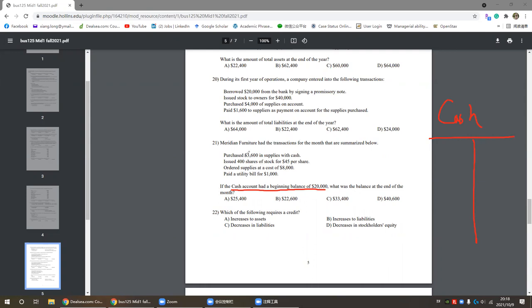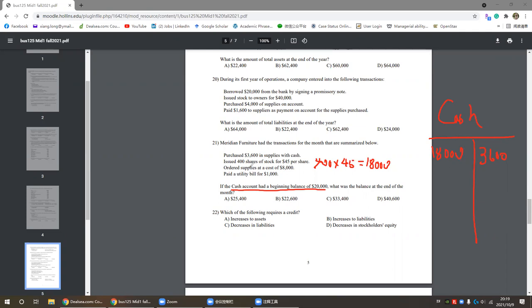Okay, so first, we purchased 3,600 of supply with cash. So we're using cash to buy this, so we need to credit our cash because our cash will be decreasing by 3,600. And issue 400 shares for $45 per share. In this case, how much cash are we going to get? We're using 400 multiplied by 45. So the total cash we're going to get from issuing the stock will be equal to 18,000, and our cash increases, so we need to debit it by 18,000.